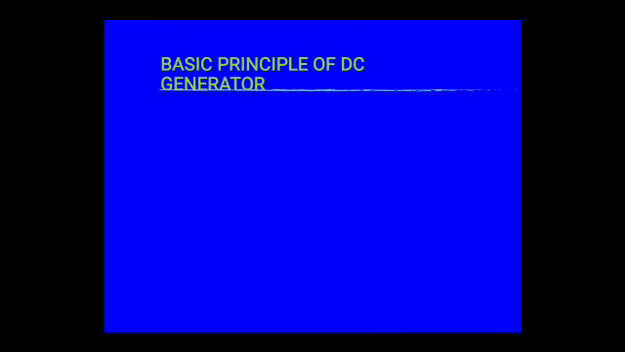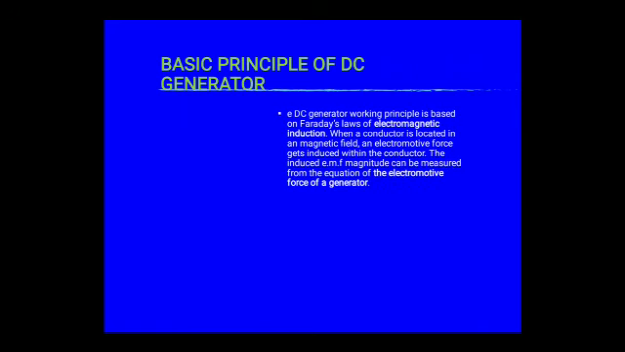Now, the next slide is the basic working principle of DC generator. A DC generator's working principle is based on Faraday's laws of electromagnetic induction. When a conductor is located in a magnetic field, an electromotive force gets induced within the conductor. The induced EMF magnitude can be measured from the EMF equation of the generator.